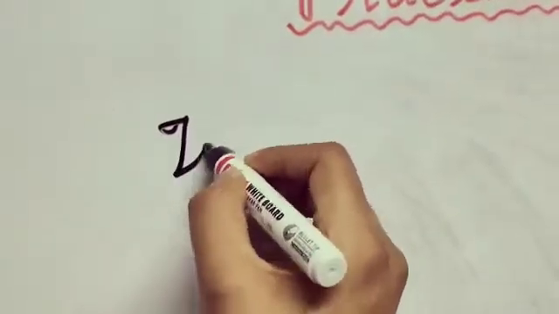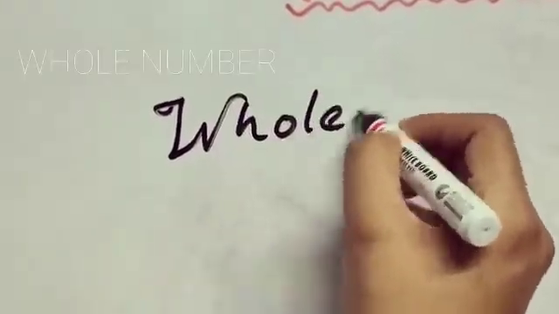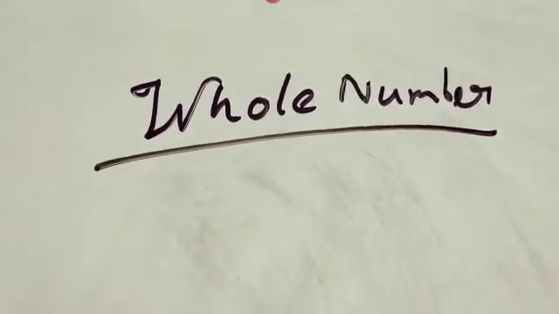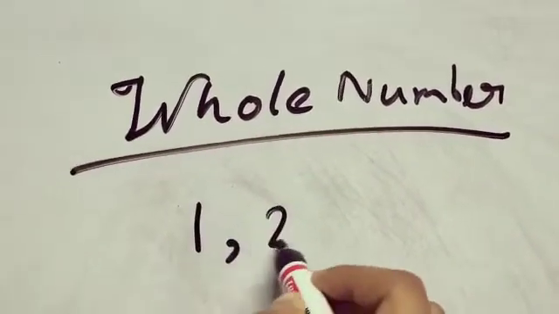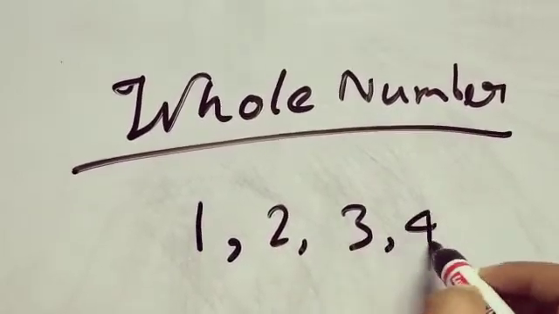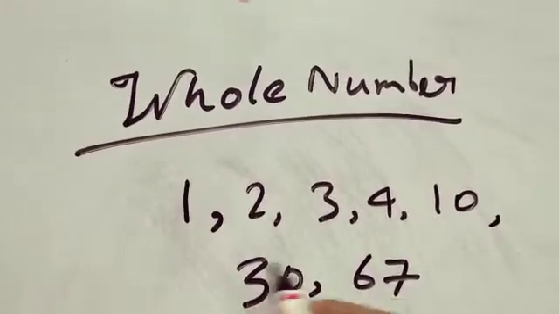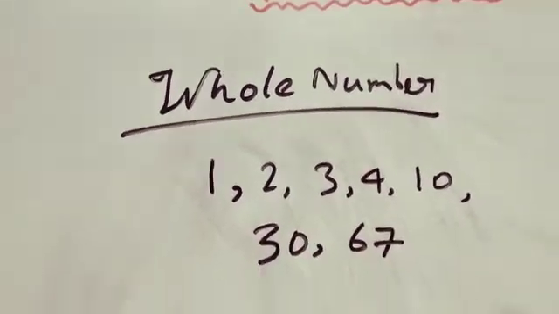So from today we will be starting a whole new chapter that is called fractions. Okay, so let's start. First let us know what is a whole number. Do you know what is a whole number? All the numbers you know like 1, 2, 3, 4, 10, 30, 67, these all numbers are called whole number.